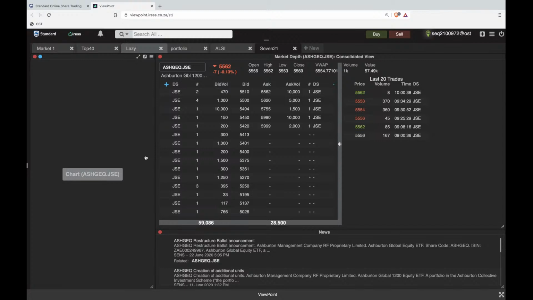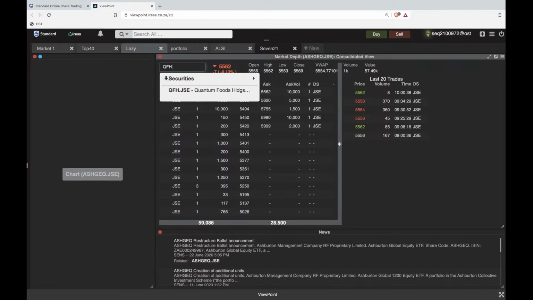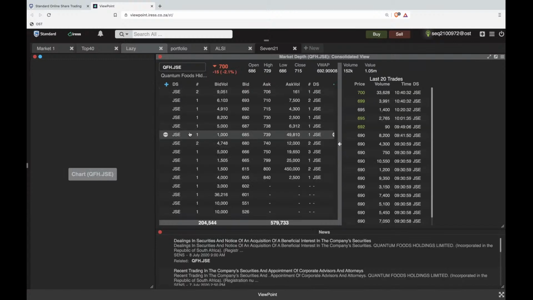It gives me a sense, particularly, let's have a look at what Quantum is doing today. Depth gives you a sense of the activity and how strong it is. Here we can see with Quantum that the buyers are spread thin and the sellers are starting to stack up to a degree.